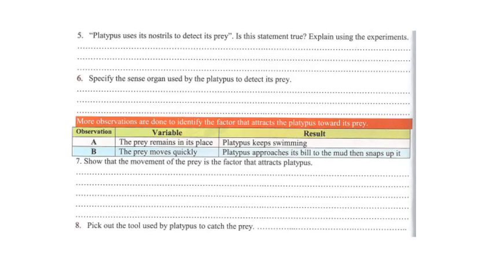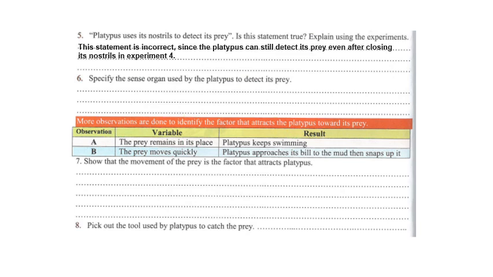Part 5. Platypus uses its nostrils to detect its prey. Is this statement true? Explain using the experiment. Okay, in experiment 4, they mentioned that when they closed the nostrils of the platypus, it can still detect its prey. So, this statement is not true. We say this statement is incorrect since the platypus can still detect its prey even after closing its nostrils in experiment 4.